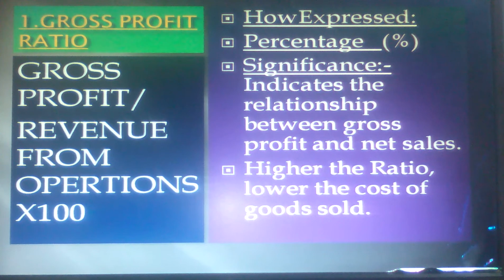So the higher the ratio, naturally the lower the cost of goods sold, nothing but our cost of production. So we will get more sales, our cost of production is very low, and naturally we will get more profit. That's what the gross profit ratio indicates here.